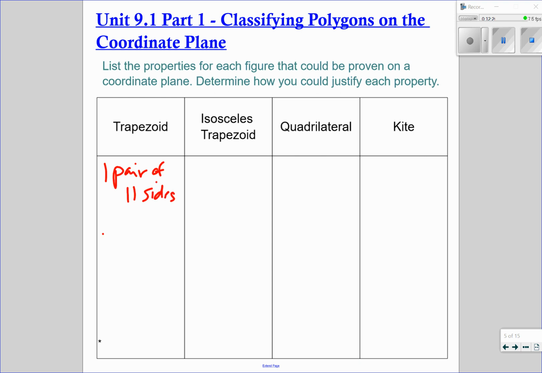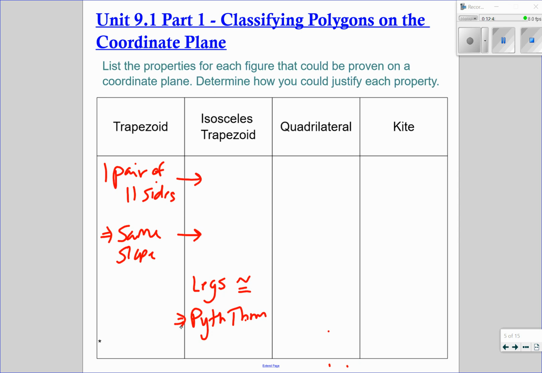That's all we need to show there, and we would just use same slope for that. Now for an isosceles, we're going to have to show one pair of parallel sides and the same slope, and we'll have to show that the legs are congruent, and we would go ahead and use Pythagorean theorem for that.